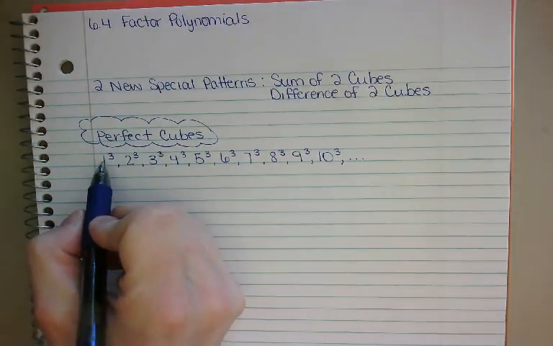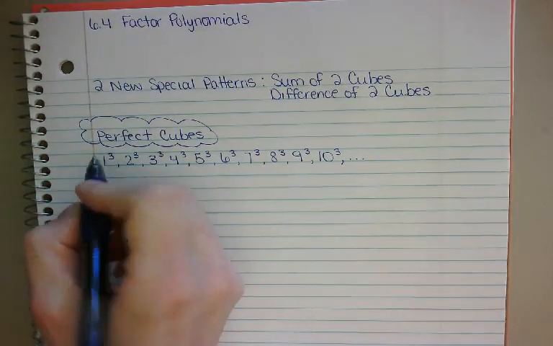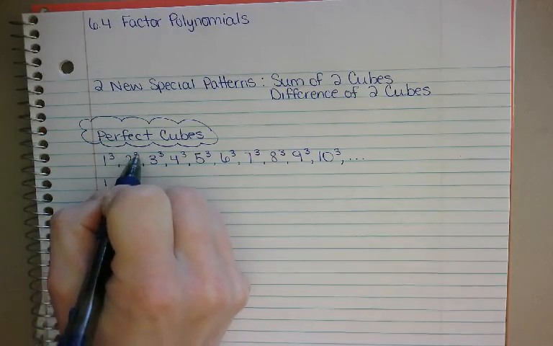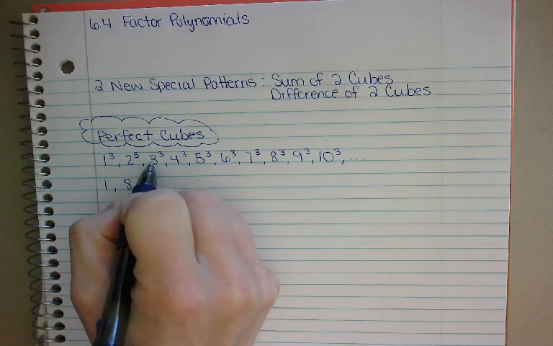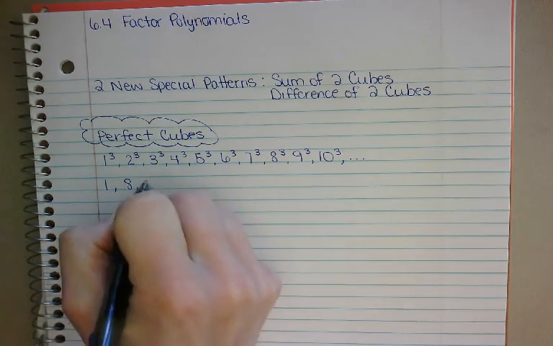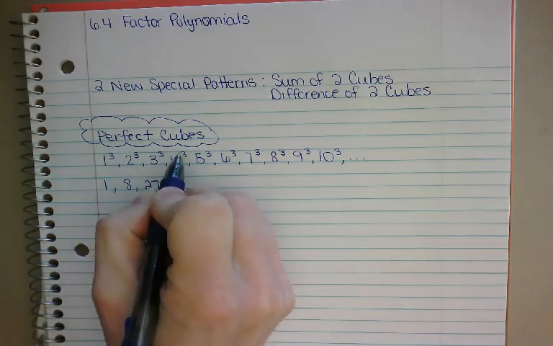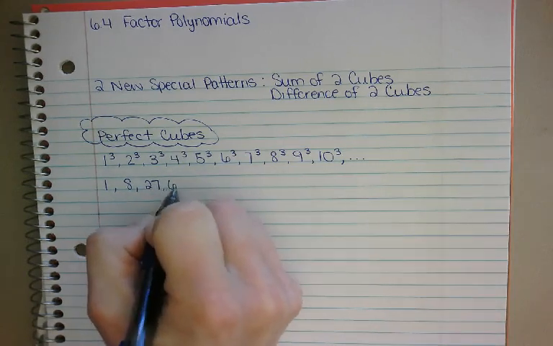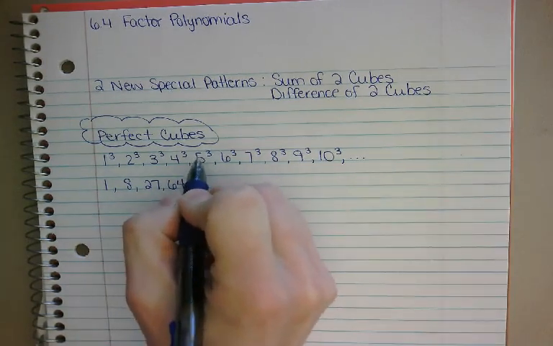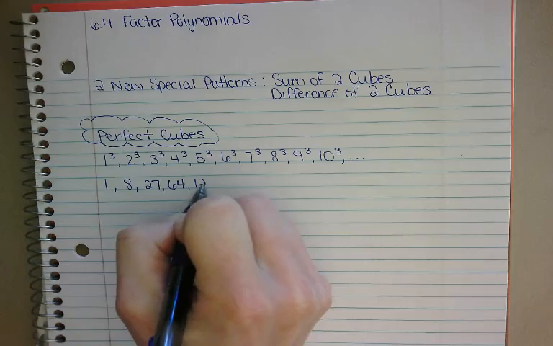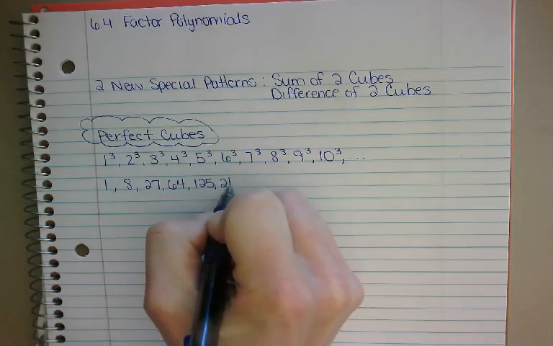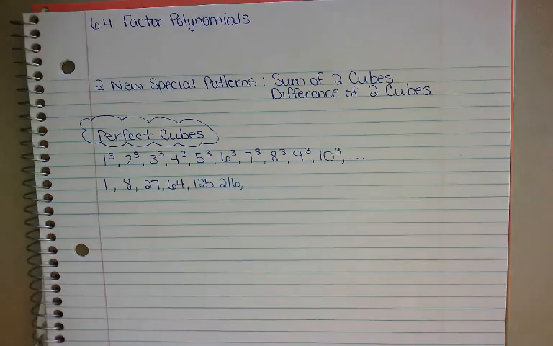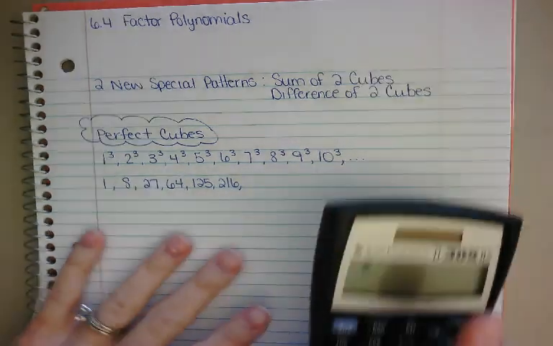But 1 cubed, so if you take 1 times 1 times 1, you get 1. 2 cubed, so 2 times 2 times 2. 3 cubed, so 3 times another 3. 4 cubed, 4 times 4 times 4. 5 times 5 times another 5. Okay, 6 times 6 times 6. Okay, let's say you're like, okay, that's starting to get too much for me. I can't do that in my head.